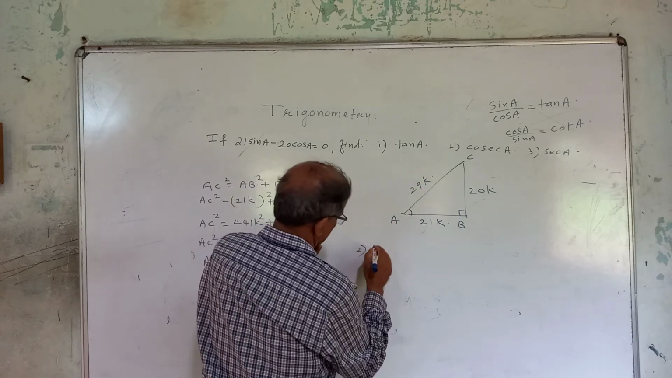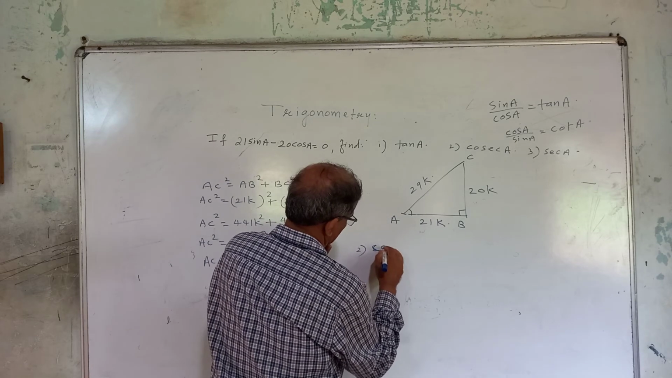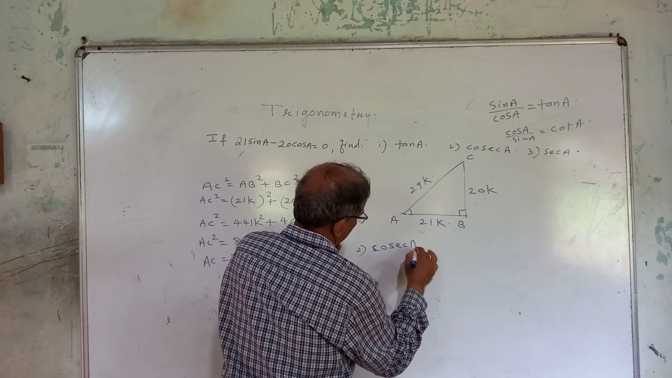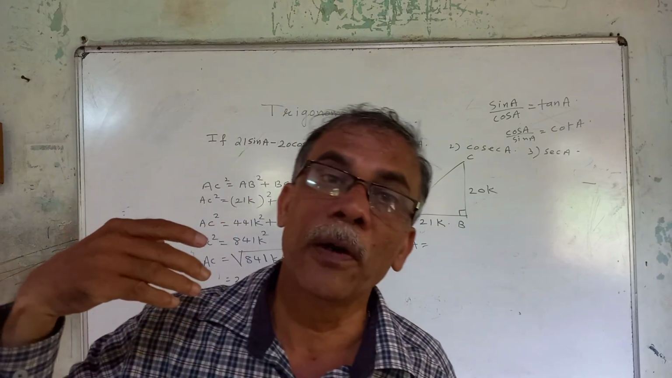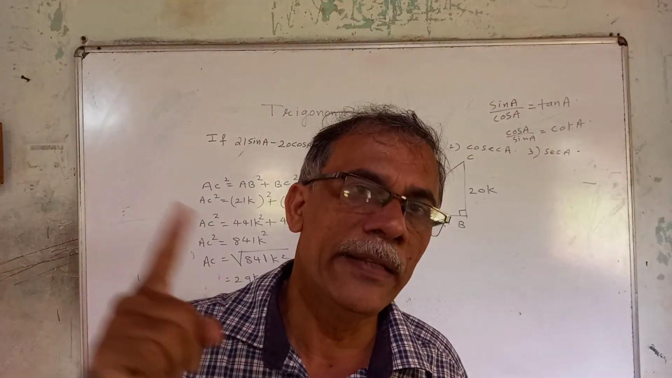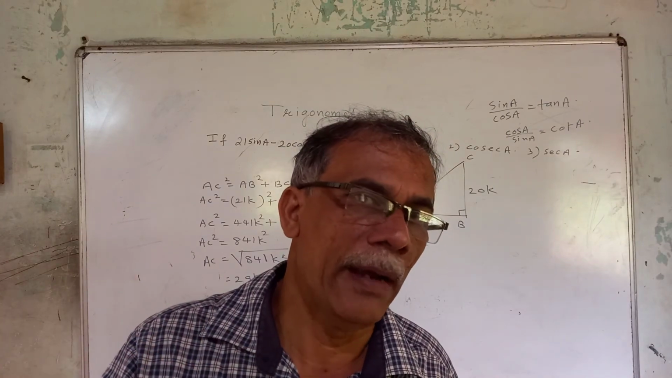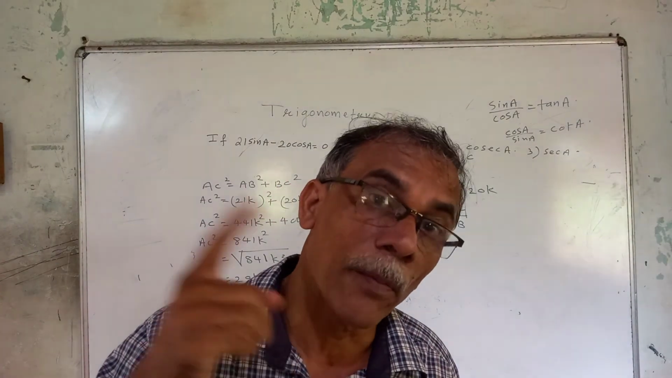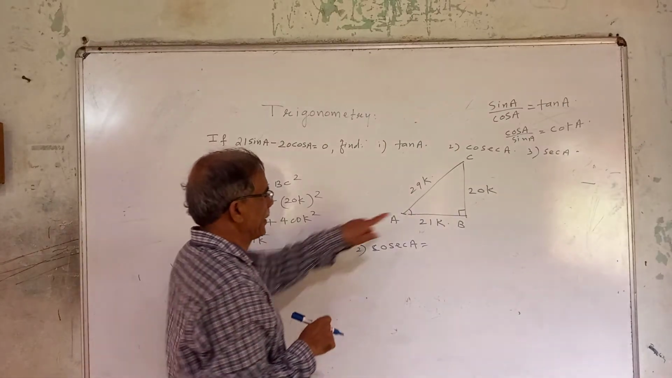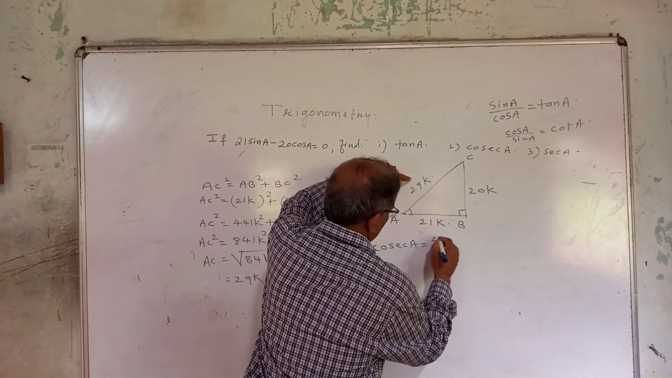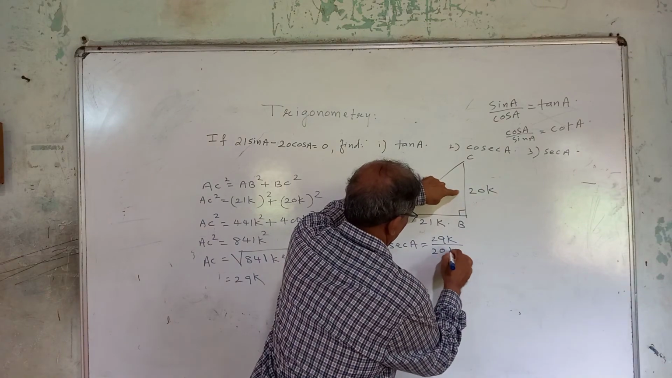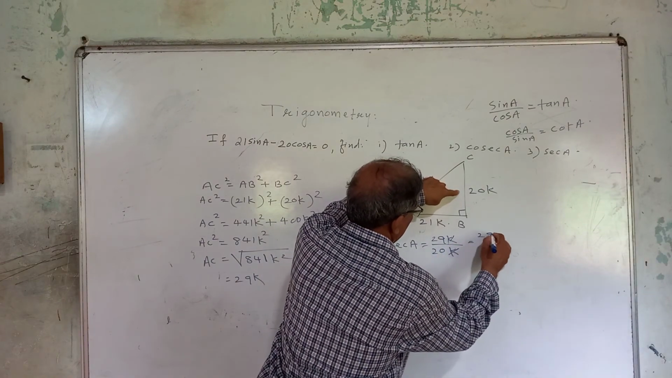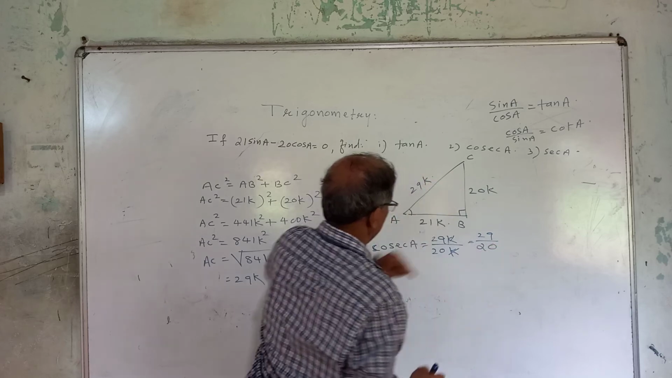Now cosec A. Cosec is the inverse of which ratio? It is the inverse of the sin ratio. Sin means O by H, opposite upon hypotenuse. Now it will be hypotenuse upon opposite. For this angle, hypotenuse 29 upon opposite 20. So that is 29 by 20.